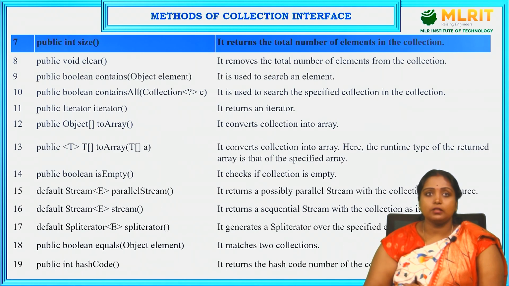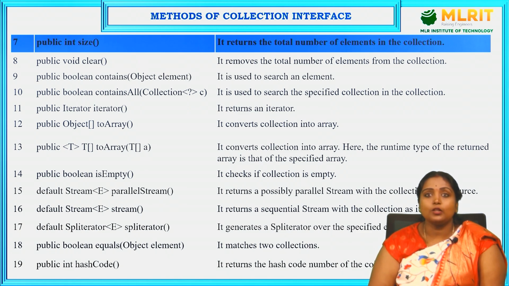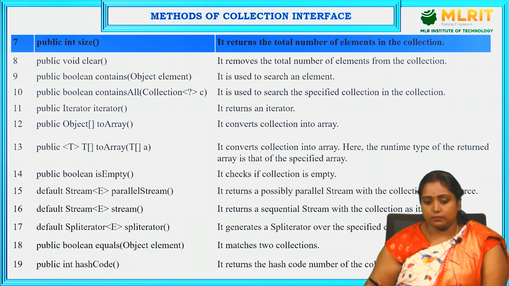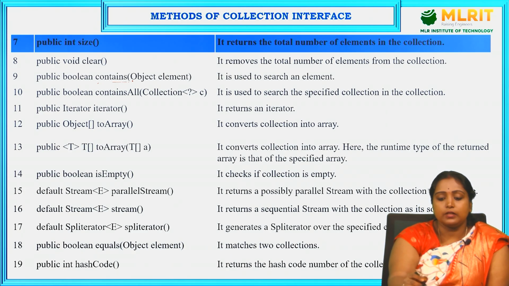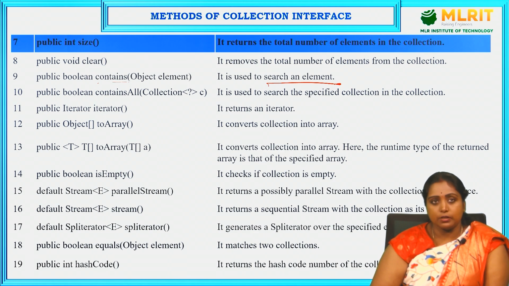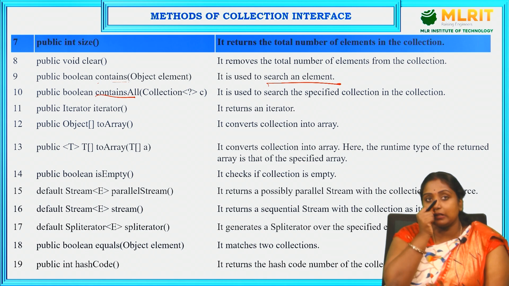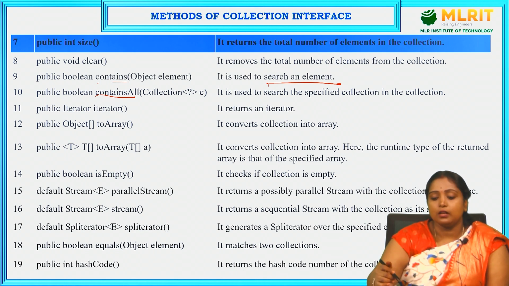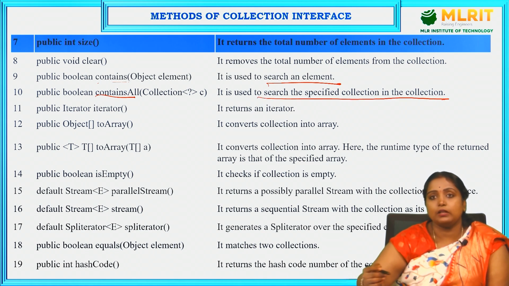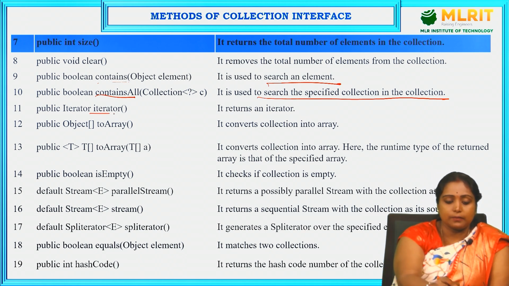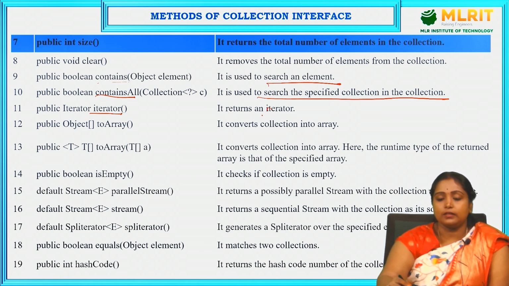And the next method is size. Size returns the total number of elements present in the collection. And clear removes all the elements from the collection. And contains is a method used to search for a particular element in the collection. containsAll, if I want to search for a specified collection of elements in a collection, is used to search for the specified collection of elements. Next, iterator. Iterator returns an iterator.